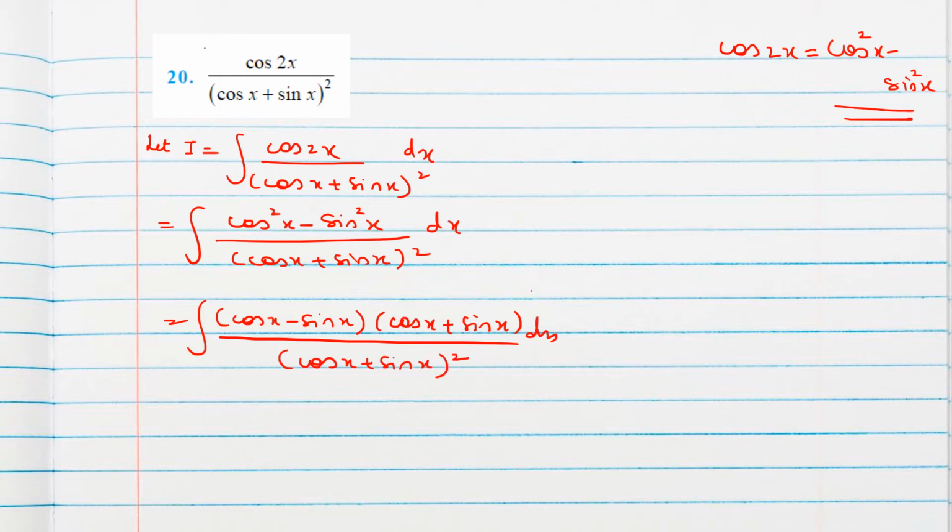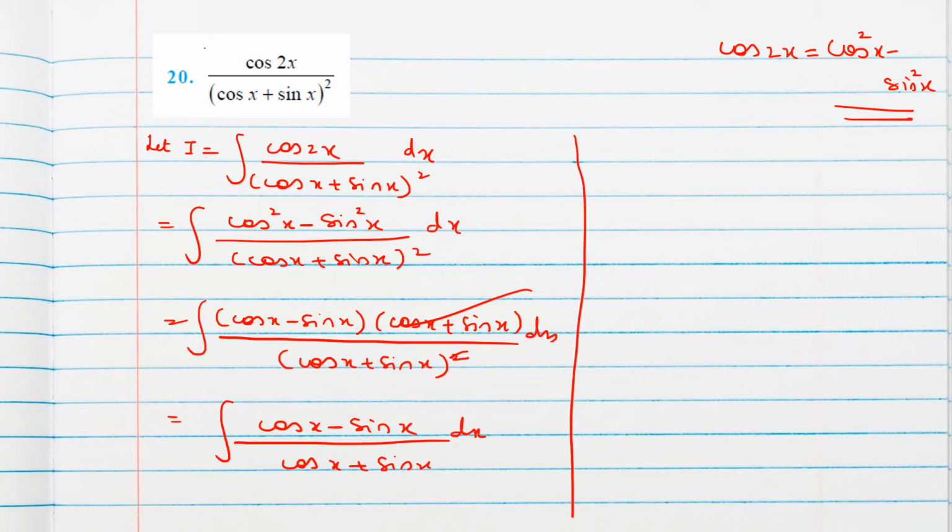Okay. One bracket we can cancel here. That means the remaining part is (cos x minus sin x) divided by (cos x plus sin x). Now we can use the substitution method. So put the denominator cos x plus sin x equal to t. Derivative will give minus sin x plus cos x.